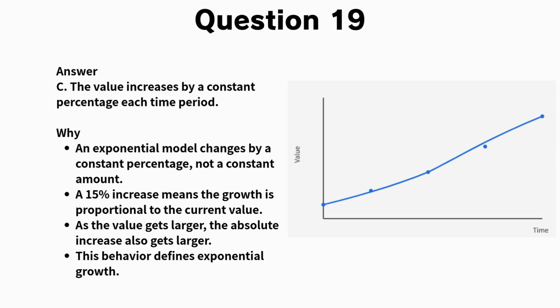Let's look at question 19. The correct answer is C. In an exponential model, the value increases by a constant percentage each time period. That means the change depends on the current value, not on adding the same amount each time. Choice A describes a linear model. Choice B is incorrect because exponential growth does not increase faster at the beginning. Choice D is also incorrect, since exponential models do not naturally stop increasing. The key idea is that exponential change is based on a constant ratio or percentage.